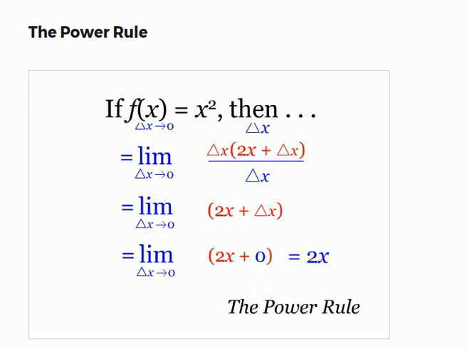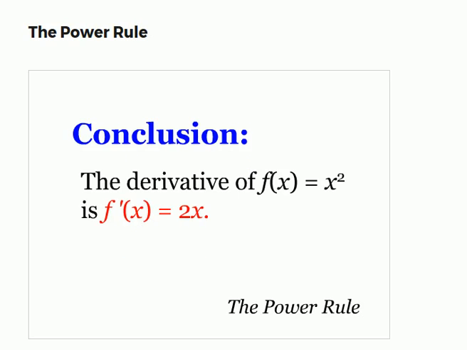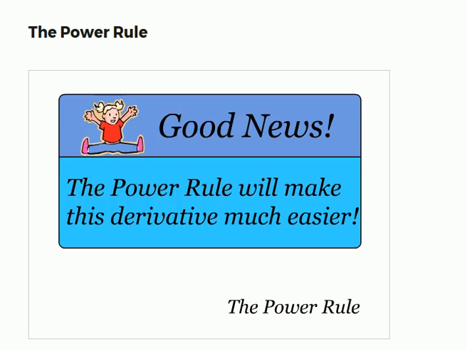The answer is 2x. So in other words, the derivative of f of x equals x squared is f prime of x equals 2x, according to the difference quotient. There has got to be a better way than this. And there is. The power rule. And since you've seen the ugly way to get the derivative, you'll appreciate the easy way even more.